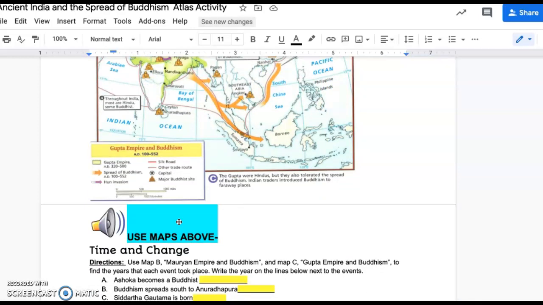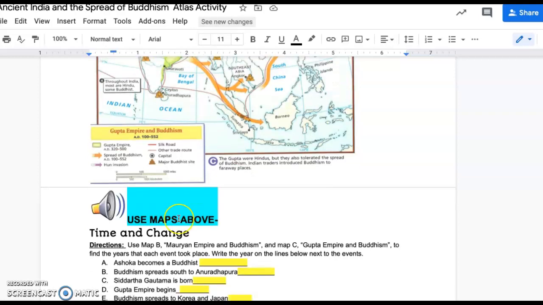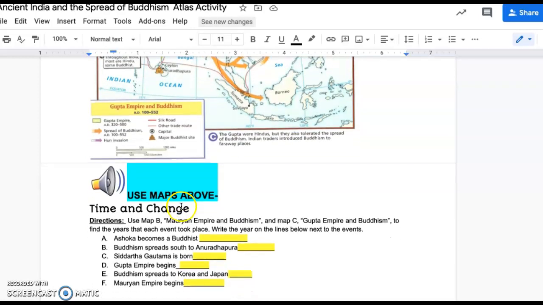Time and change. Directions. Use Map B, the Mauryan Empire and Buddhism, and Map C, Gupta Empire and Buddhism, to find the years that each event took place. Write the year on the lines below next to the events. Letter A. Ashoka becomes a Buddhist.